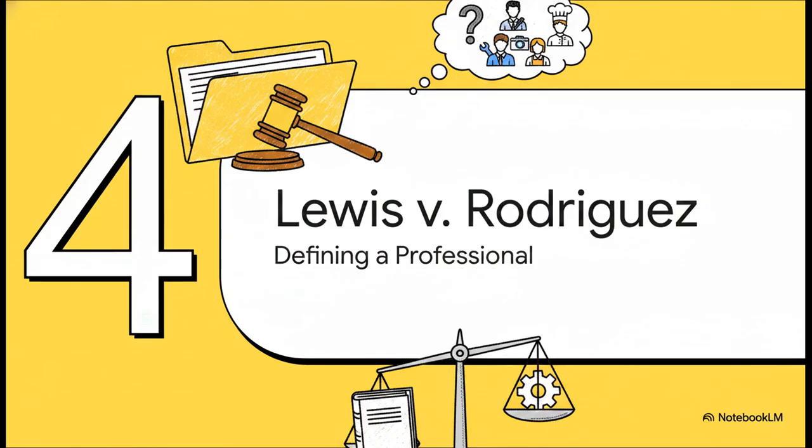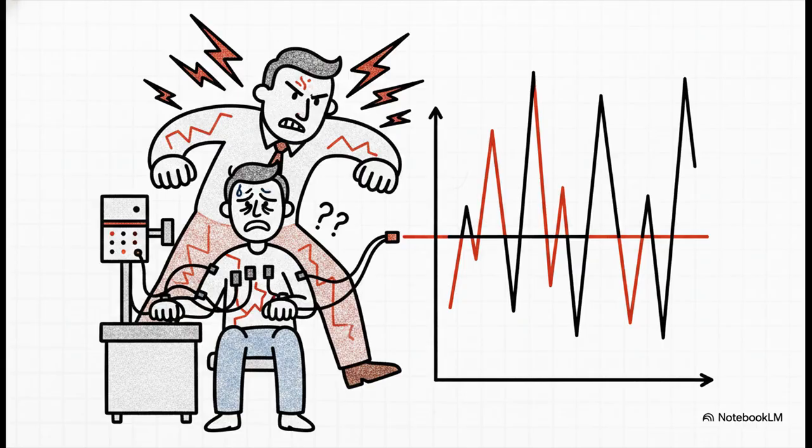Section 4, Lewis v. Rodriguez, Defining a Professional. Our final case file pivots away from medicine entirely. Imagine being in an interrogation room. Herbert C. Lewis was a corrections officer facing some serious allegations of drug smuggling. His employer required him to take a polygraph examination administered by Abe Rodriguez. Now, according to Lewis, right before the test, Rodriguez became obnoxious, belligerent, yelled at him, and even used obscenities. Naturally, Lewis was incredibly angry and upset while hooked up to this machine. Rodriguez scored the test, concluded Lewis was being deceptive, and Lewis was immediately fired.